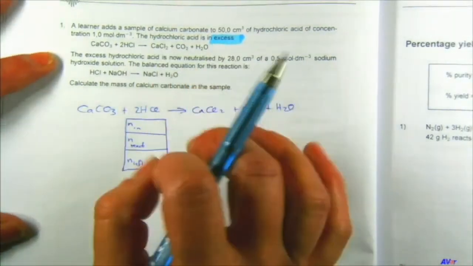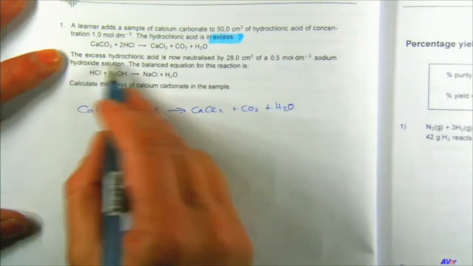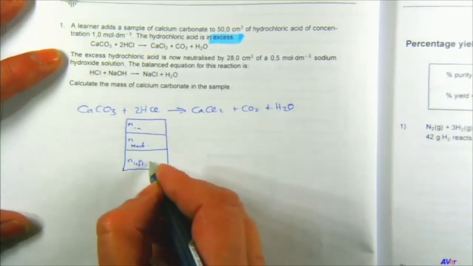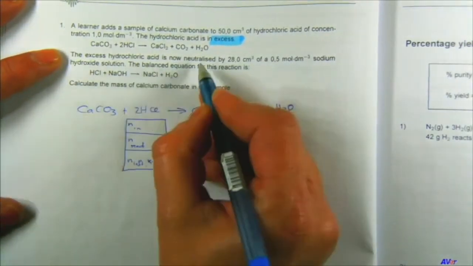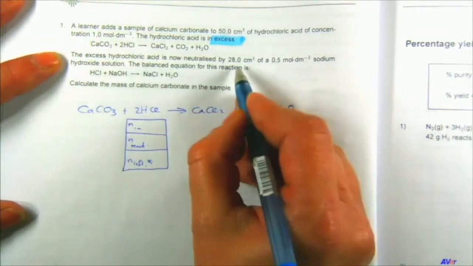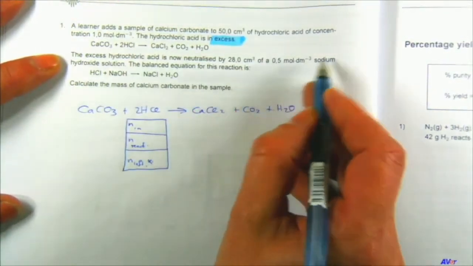Everyone happy up to there? Okay, let's read the rest. Now they say this excess, what is left over, is now neutralized by 28 cubic centimeters of 0.5 sodium hydroxide.